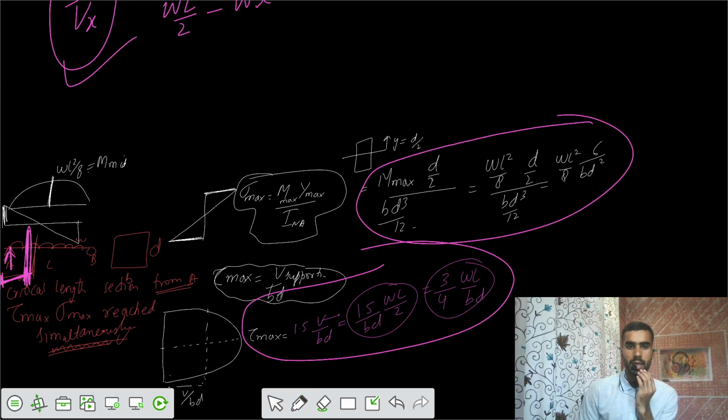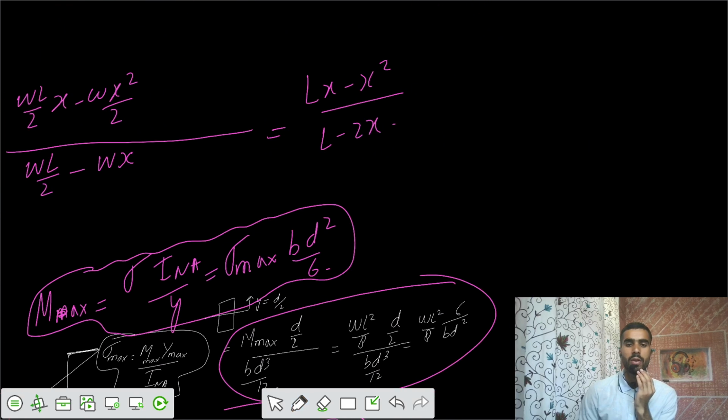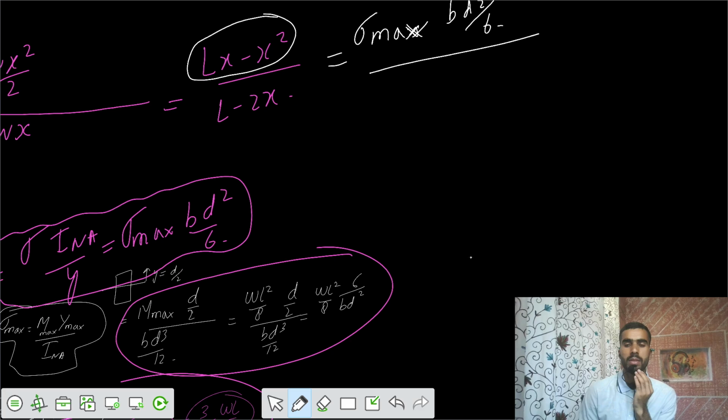One thing is that if you take the moment at any x in terms of sigma, I would write sigma I by y. So that is sigma max and b d squared by 6. M max equals sigma max into b d squared by 6. If you substitute that value here, I want sigma max at that particular location of moment Mx. I want that sigma to be maximum, and you multiply with the section modulus b d squared by 6, because M equals sigma Z.